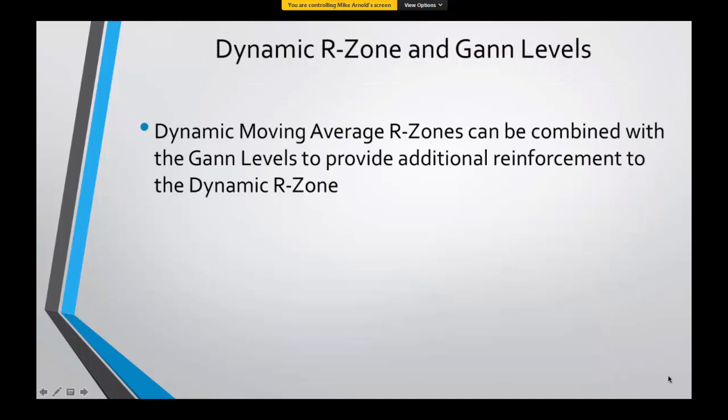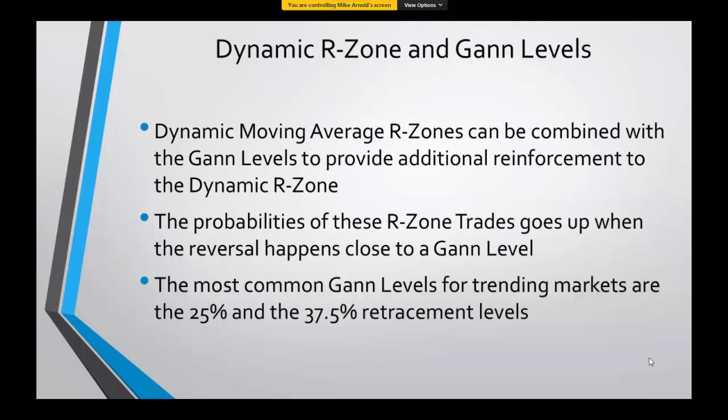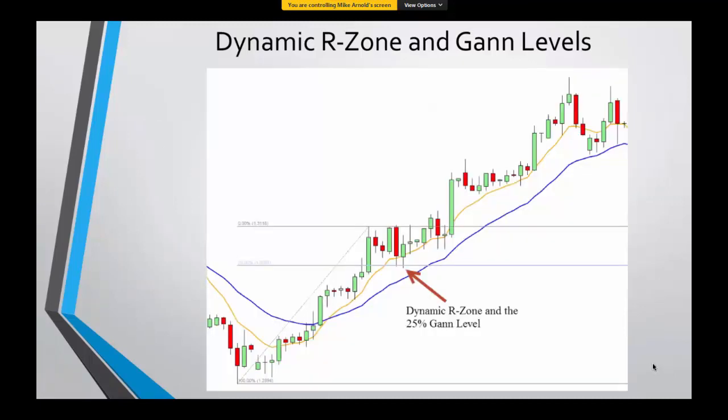Dynamic R zone and Gann levels. So dynamic moving average R zones can be combined with the Gann levels to provide additional reinforcement to the dynamic R zone. The probabilities of these R zone trades go up when the reversal happens close to a Gann level. The most common Gann levels for trending markets are the 25% and the 37.5% retracement levels. What we mean by that is the ones that are used most when you're going with a trend, and the ones that end up being the most powerful, especially when combined with R zone levels, are the 25% and the 37.5% retracement levels. So here we have an example of the dynamic R zone combined with Gann levels.